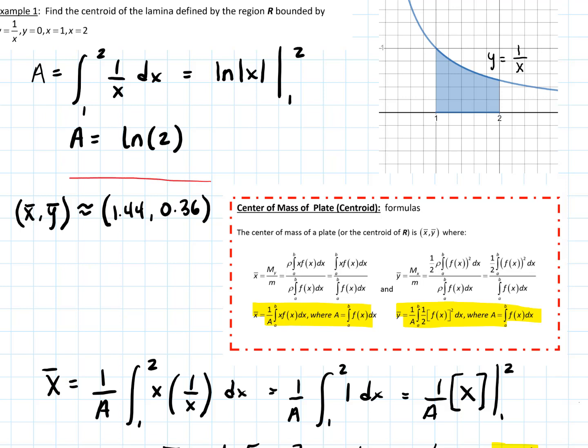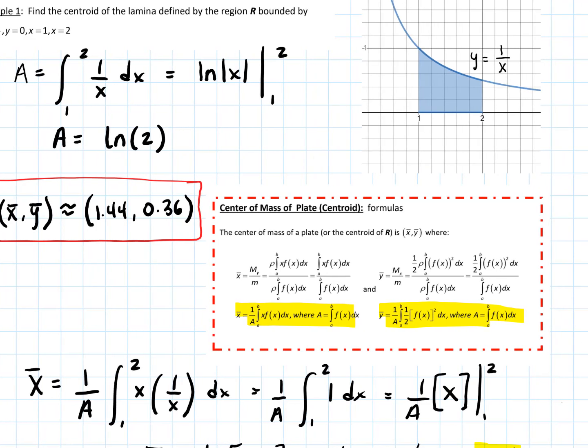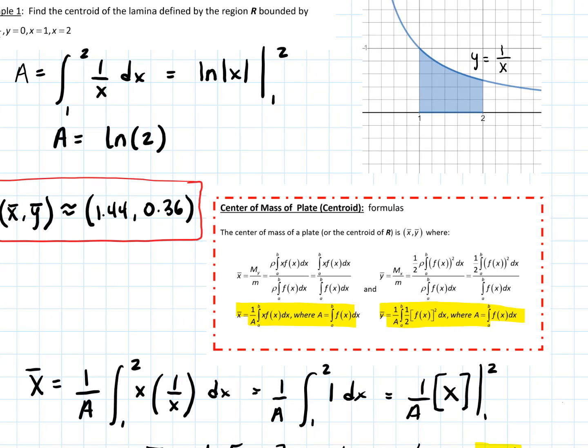That means that's the place where, if this lamina needed to be balanced, if we could place a toothpick right underneath this plate, we would place it at x equals 1.44, so a little less than 1.5. That would be somewhere in here, and y equals 0.36. So let's see, 1, 2, 3, 4, 5. Somewhere right about here would be my x bar and my y bar. That's right where this center of mass is, where this flat plate would be perfectly balanced.